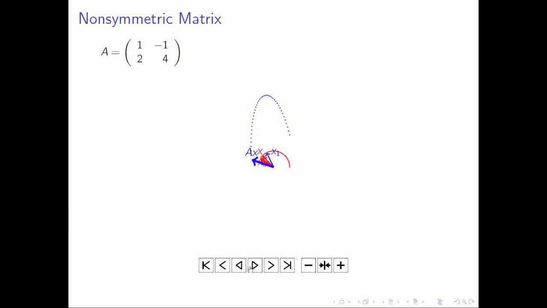So this is an example of where the non-symmetric matrix has two eigenvalues corresponding to two eigenvectors, and the eigenvalues are both real valued. And that's an important thing to keep in mind.